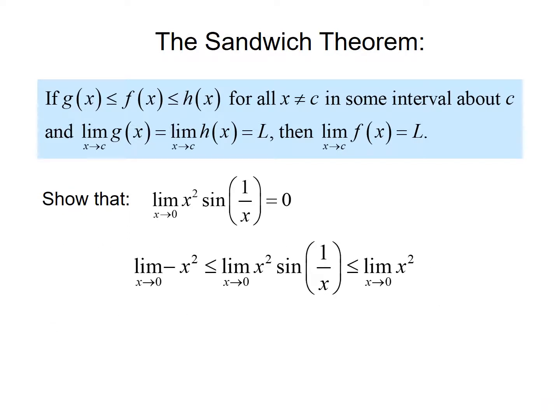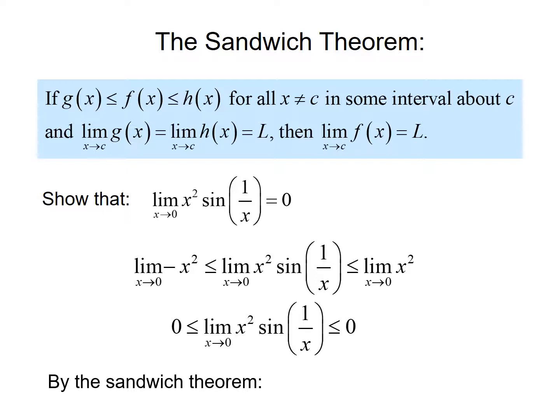So we take the limit of these. The limit as x goes to 0 of -x squared is 0. Limit as x goes to 0 of x squared is 0. Since x squared sine of 1 over x is always between those two, by the sandwich theorem we can state that the limit as x goes to 0 of x squared sine of 1 over x has to be 0.